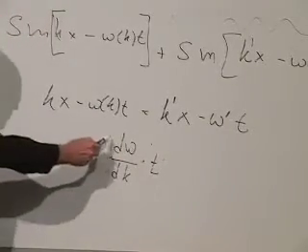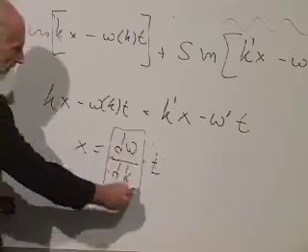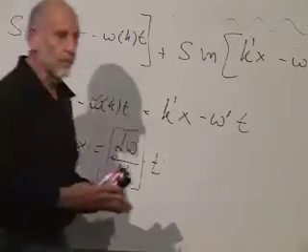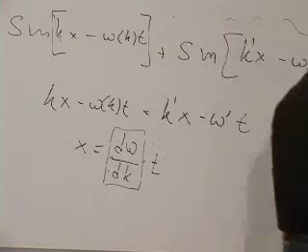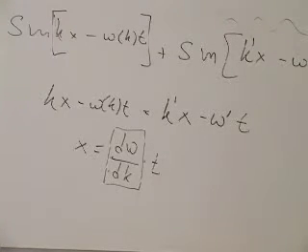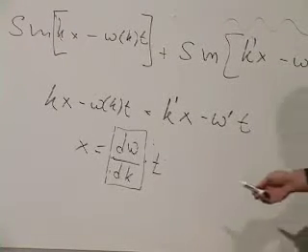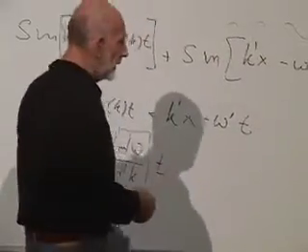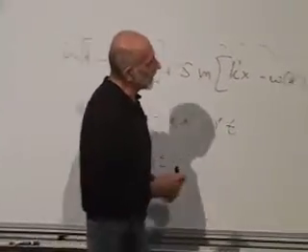This is also a velocity. It's the velocity of the place where the waves reinforce each other. Okay. And it's called the group velocity. It's the group velocity. Let's calculate it.